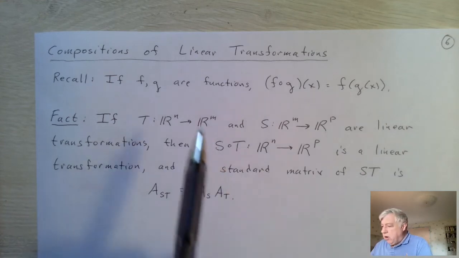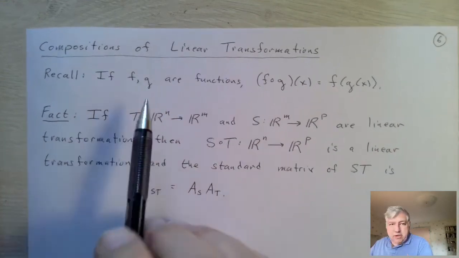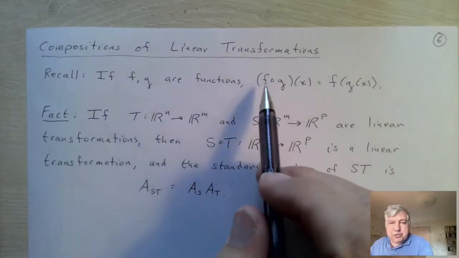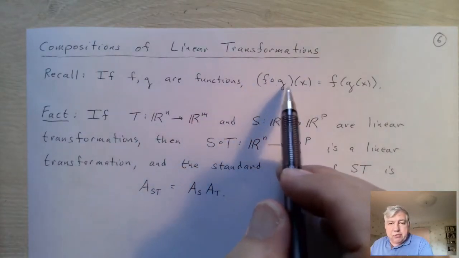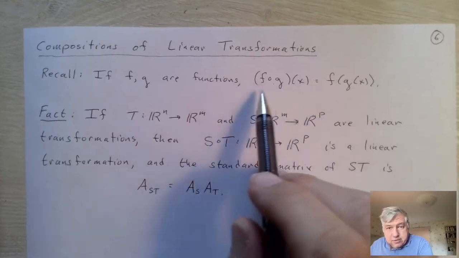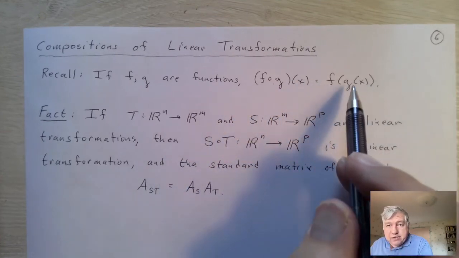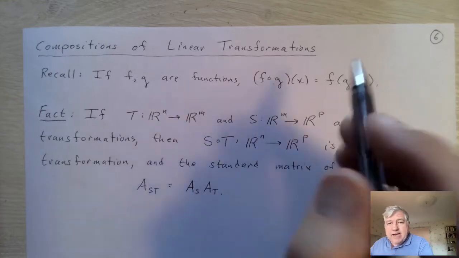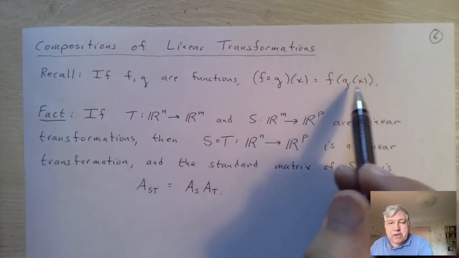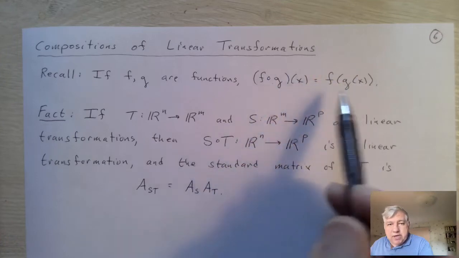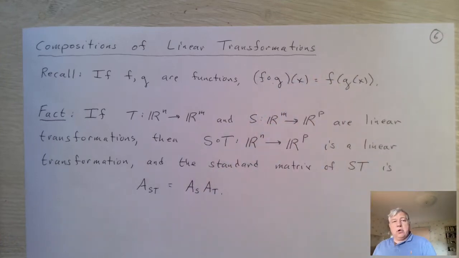Let me recall what it means to compose something. If f and g are functions, then the composition of f and g is sometimes denoted f circle g, and f circle g of x is just f of g of x. Of course, this only makes sense if g of x is in the domain of f and x is in the domain of g. Otherwise, this wouldn't make sense, right? So, because linear transformations are functions, we can compose them in certain situations.